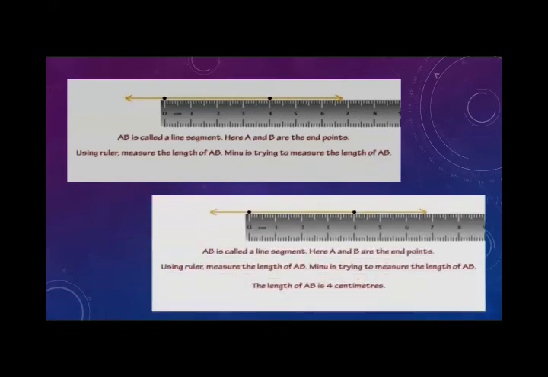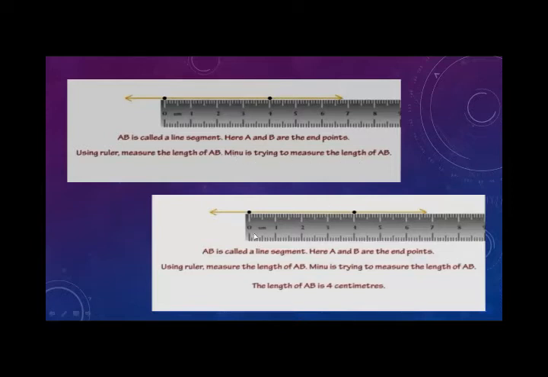Now look at here. AB is called a line segment. Here A and B are the endpoints. Using a ruler, measure the length of AB. Meenu, the name of a girl, is trying to measure the length of AB.